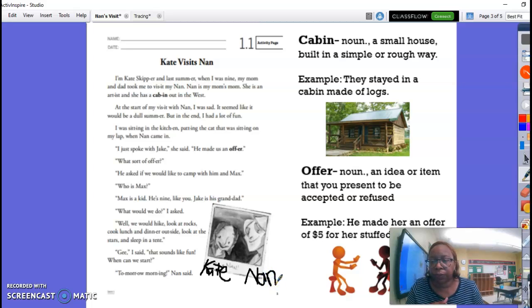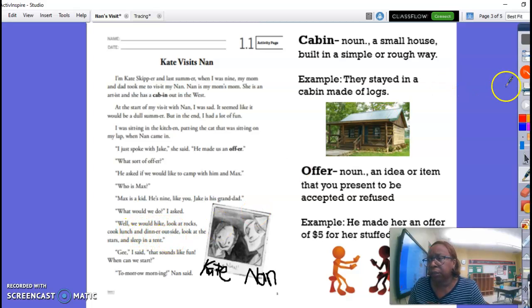So Kate went to visit her grandmother. She thought she was going to have a boring time, because she figured they'd just be in the woods, spending time with her grandmother. But come to find out, they got an offer. Her grandmother asked if they wanted to go camping. So she got to meet Max, who's of her age. And they had fun because they did different things. The story told us what they did: look at rocks, cook lunch and dinner outside, look at the stars, and sleep in a tent.